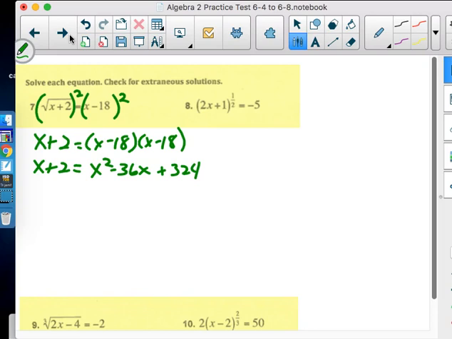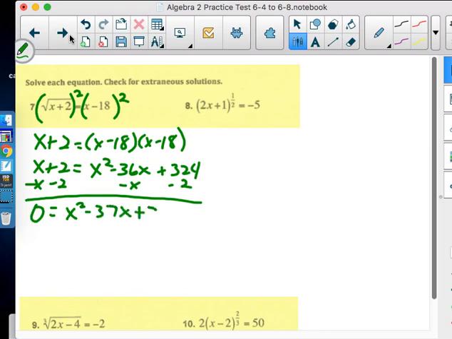We're not done. Thoughts? We need a 0 on one side. Yeah, we're going to have to try and factor that big dog. Let's see. So we've got x squared minus 37x plus 322. Ew. All right, 322, huh? So we need two numbers that multiply to 322 and add to negative 37?